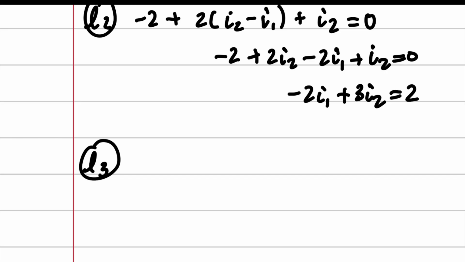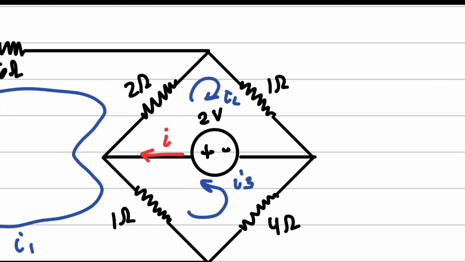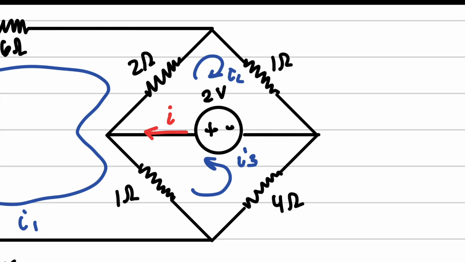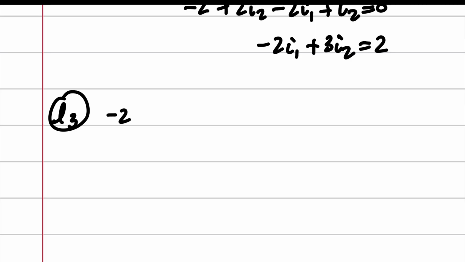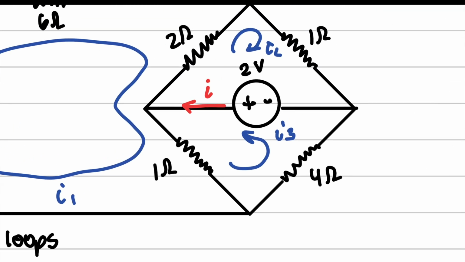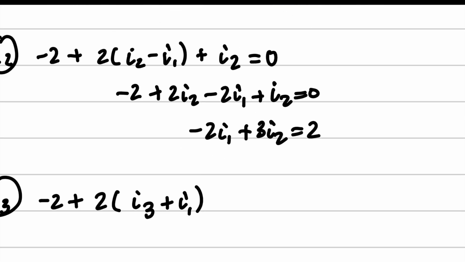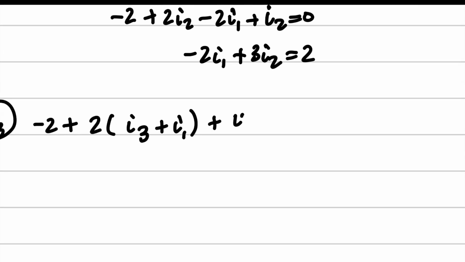The last one, loop 3. We've got the same configuration, negative 2 in this way, 1 and then 4. So we've got negative 2 plus 2 times, I believe we said it was, I3 plus I1, because these two are going in the same direction. I3 and I1 are going in the same direction, so we're going to put them as plus. Plus 4I3 equals 0. And we're going to simplify.